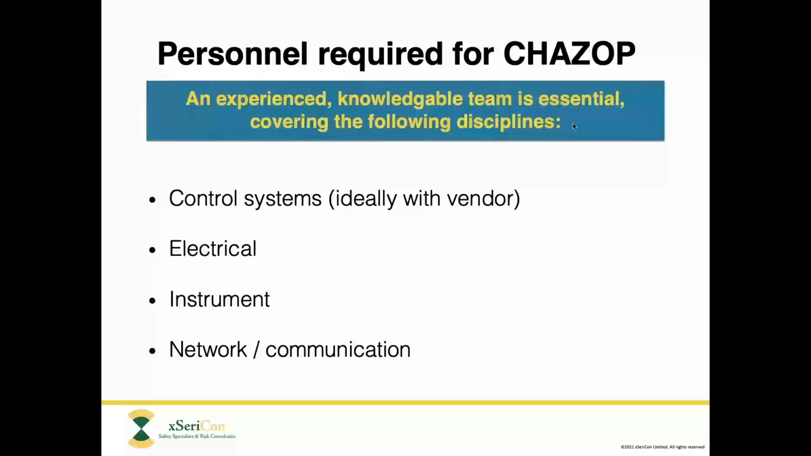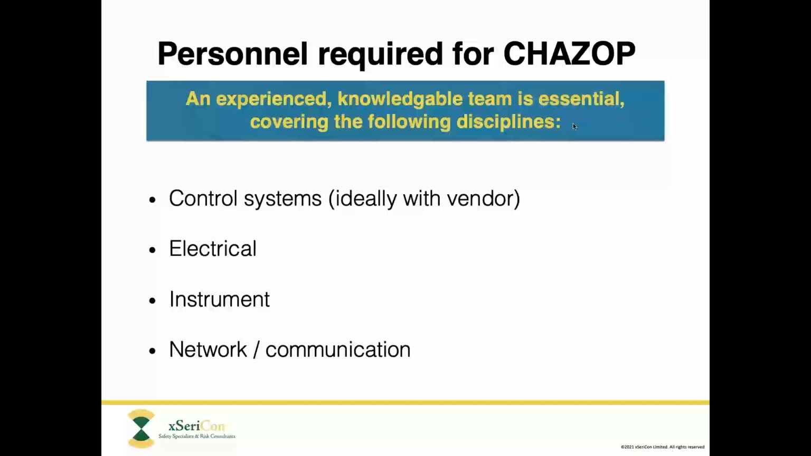Other disciplines that we need represented: electrical, because we often ask a lot of questions about power feeds, about UPS systems, about how, for example, motor control circuits will behave when they receive incorrect commands, and so forth. Instrument engineers are needed. Network and communication specialists may be needed.